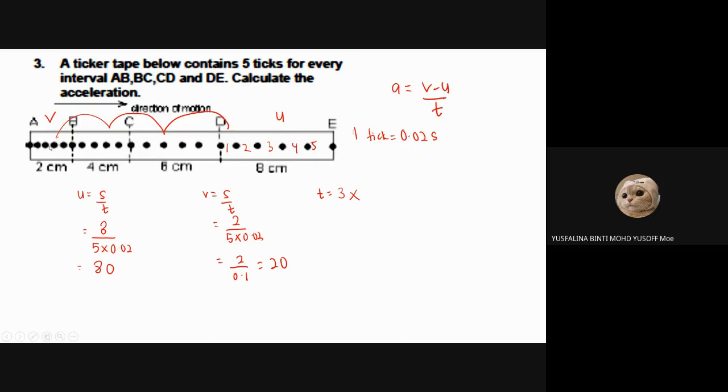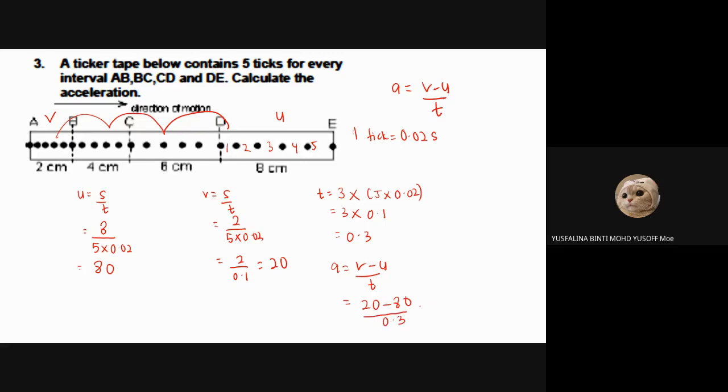Okay, so this one already count. So 3 times 5 times 0.02. So 3 times 0.1, right? So we get 0.3. Okay, and then next you can use the formula. A is V minus U divided by T. So V is 20, minus 80, divided by 0.3.